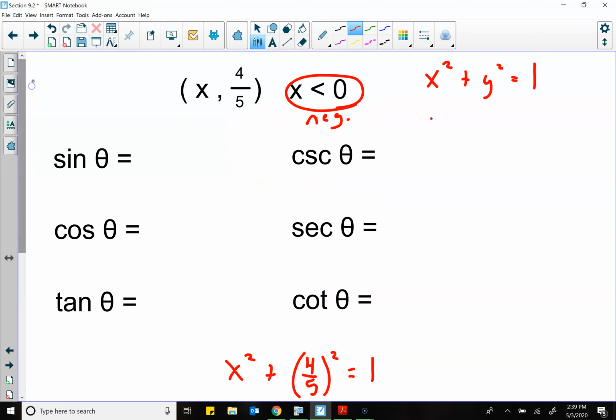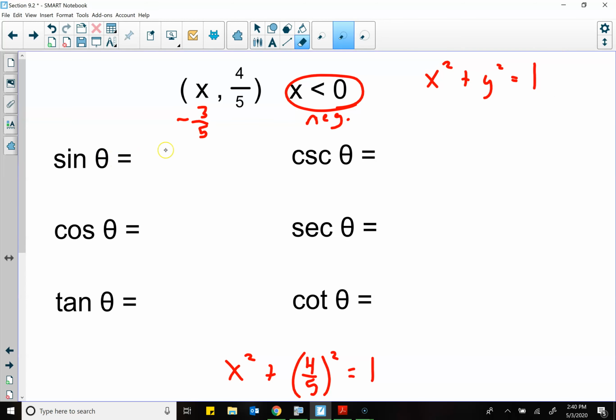So they're going to make you do a little bit of work. Now we know that this is 3/5 negative. Now you can go through and find the answers. So the key was using this x squared plus y squared equals 1, the Pythagorean theorem identity, or the equation of a circle. Okay? So if that part tripped you up, go ahead and pause the video.